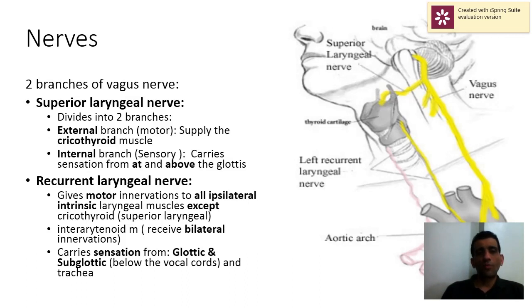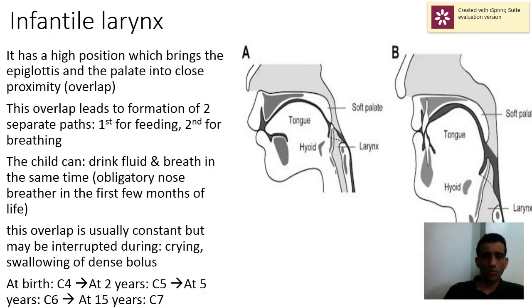As we said, there are two branches of the vagus nerve: the superior laryngeal nerve and the recurrent laryngeal nerve. The superior laryngeal nerve is divided into the external and internal branches. The external branch is motor to the cricothyroid muscle. The internal branch is sensory at and above the level of the glottis, meaning the superior part of the larynx. The recurrent laryngeal nerve supplies all the intrinsic muscles of the larynx except the cricothyroid, and carries sensation from the glottis and subglottis, below the level of the vocal cord.